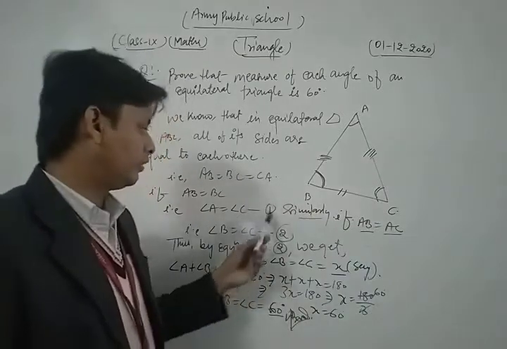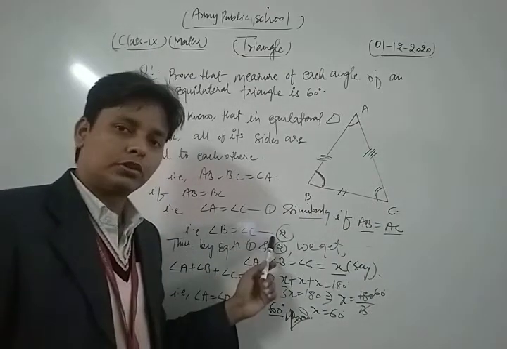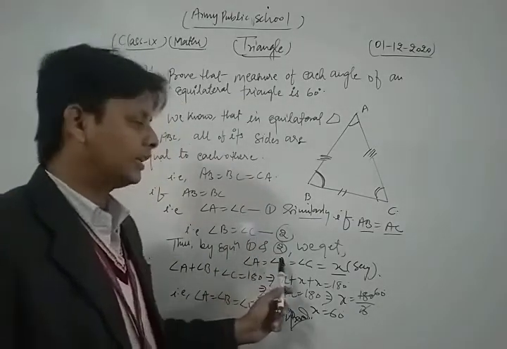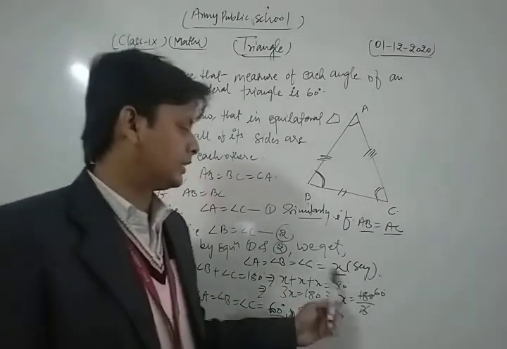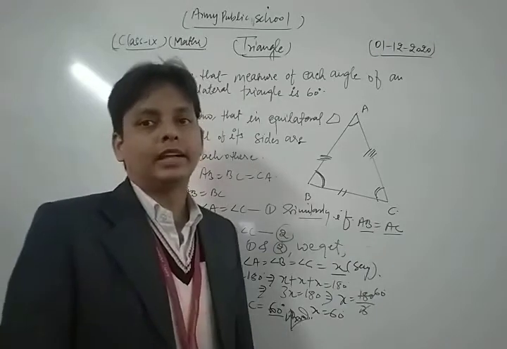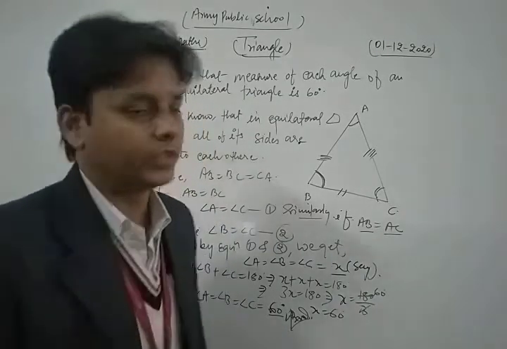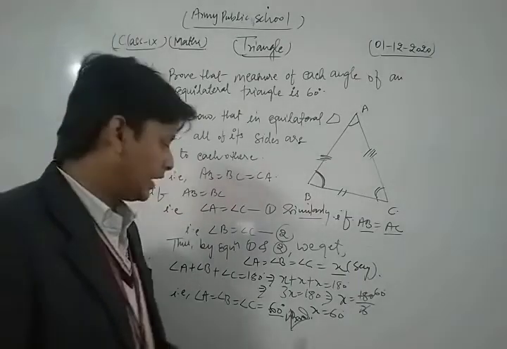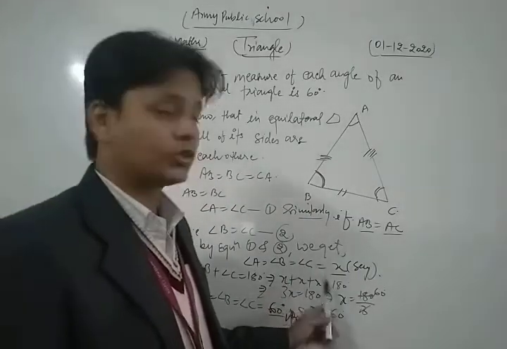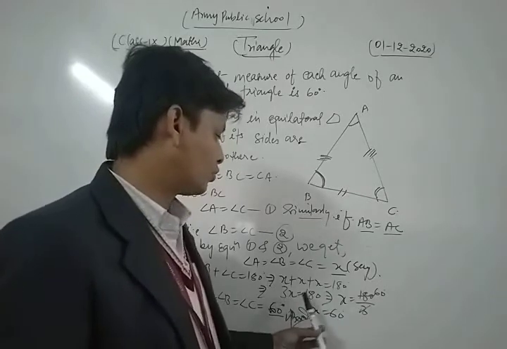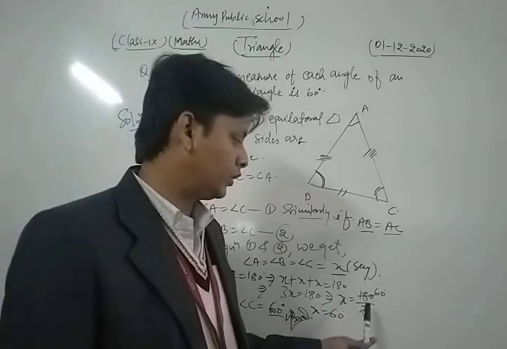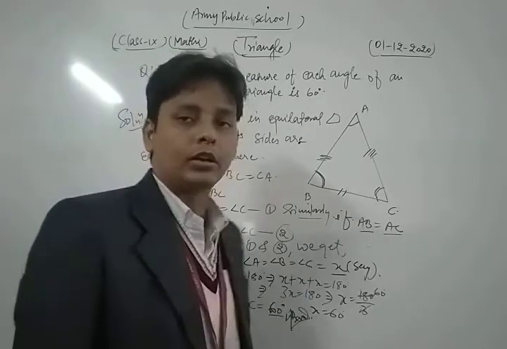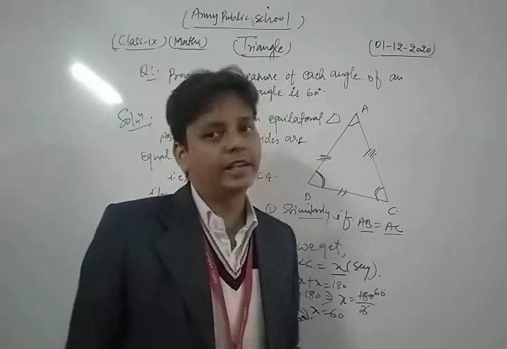In this way, we form two equations, and using these two equations, we get that each angle is equal to each other, and we say x. Now we apply the angle sum property of the triangle, which is angle A plus angle B plus angle C is equal to 180. After solving, x plus x plus x is equal to 180, we get 3x is equal to 180, that is x is equal to 180 upon 3. After simplifying, we get 60 degrees. So each angle of an equilateral triangle is 60 degrees, hence proved.